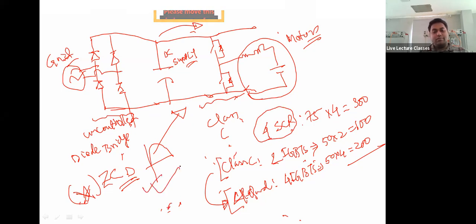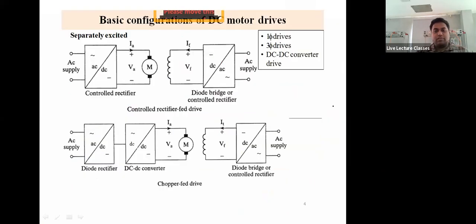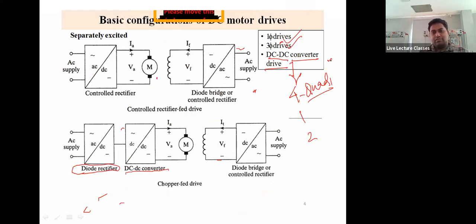Do you get the thing now? So which one seems cheaper? This is cheaper. In the factory, what will be made? The cheapest option will be made, right? Then only you will be buying that. So it can be a single phase drive, three phase drive, or DC-DC converter drives.